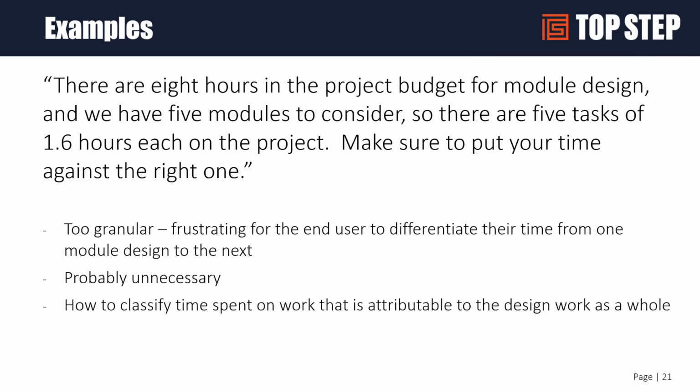There are 8 hours in the project budget for module design. We've got 5 modules to consider, so we've got 5 tasks of 1.6 hours each. Make sure to put the time against the right one. Okay, so that's a bit of an exaggeration, but actually it's not. This came right from a client that we were working with, and that was their directive to their users. Our recommendation was, you're not going to get the time against the right task. This is too granular. It's frustrating for your end user. It's probably not necessary. You're probably not managing your 1.6 hour budget on each task.